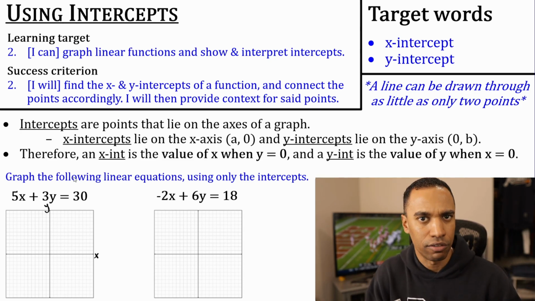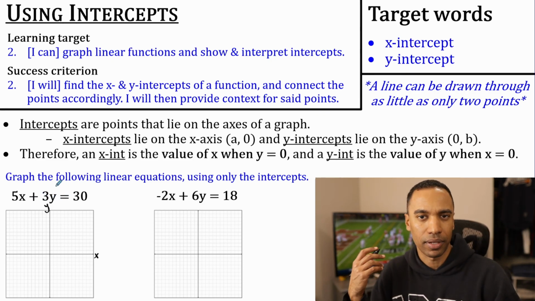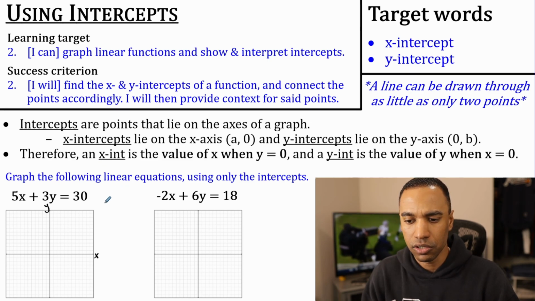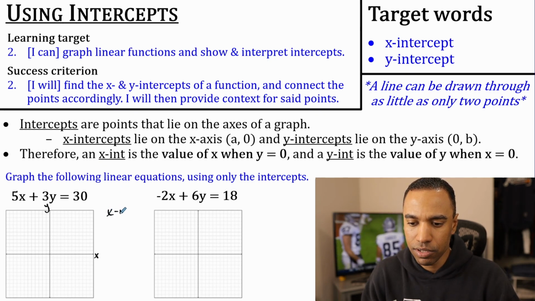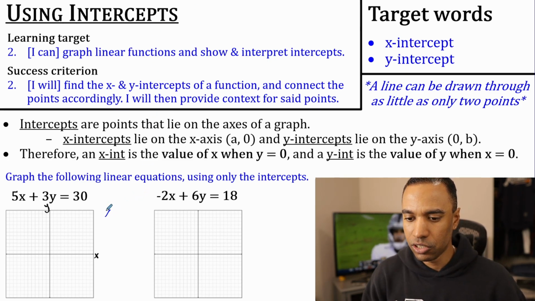Especially when I'm not in that other form where y is by itself. I'm in this standard form, where x and y are together, and I might not be able to get a good fraction out. You know what I mean? So let's just find the x and y intercepts. Let's find the x-intercept and y-intercept for the left equation.